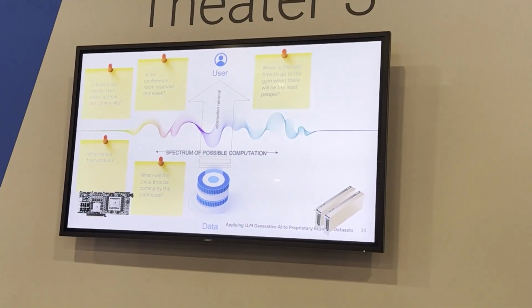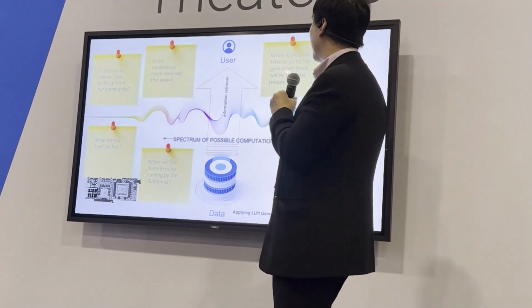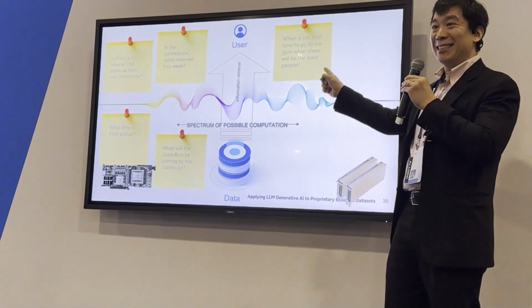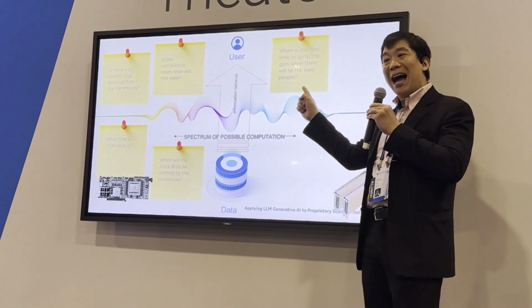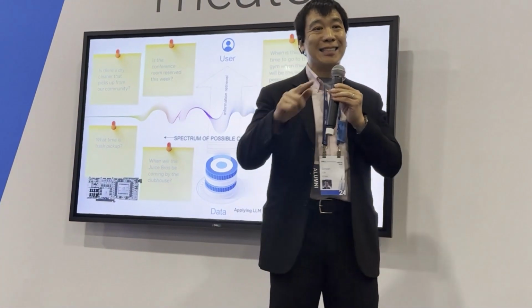But here's where it gets really fun. Because as I move to the right-hand side of this spectrum of agentic application, now I can ask a question like this. If I live at this MDU, I would really like to know when there is the least amount of people in the gym. And this system can tell you that.